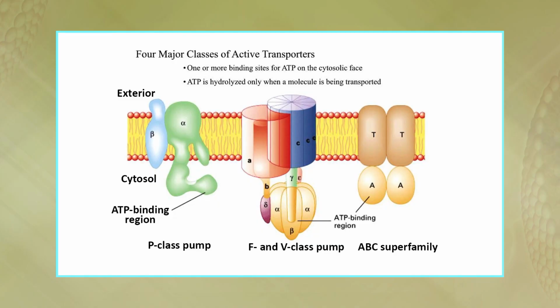Four classes of transmembrane proteins couple the energy-releasing hydrolysis of ATP with the energy-requiring transport of substances against their concentration gradient. Those are P, V, and F class pumps and ABC proteins.